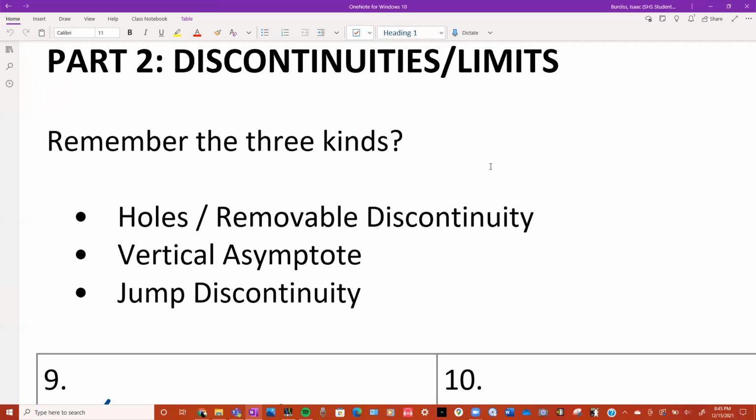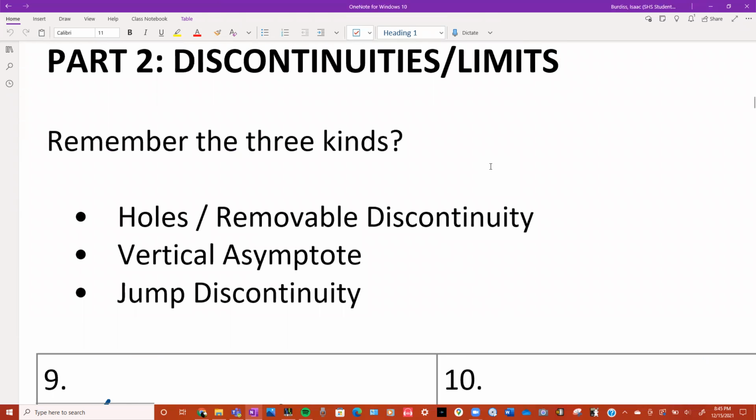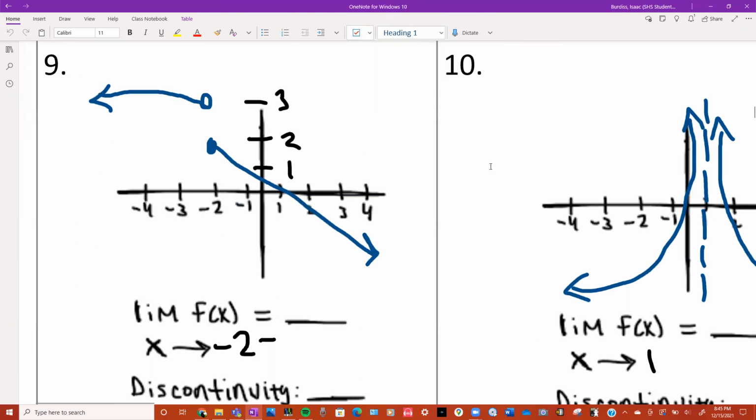So what are the 3 kinds of discontinuities? Not necessarily the only kinds, but the only kinds we talked about. Holes or removable discontinuity. Sometimes they're called that too, so I put that there. Vertical asymptotes and jump discontinuities. You can see that in depth for the Unit 1 videos. Here, this is similar to what I did in that video, except it's just a little bit more condensed for this time's sake.